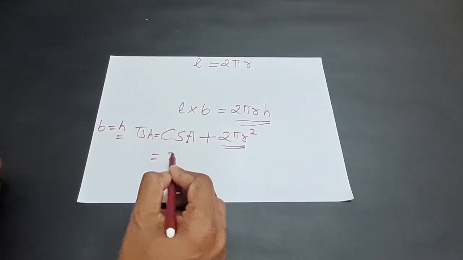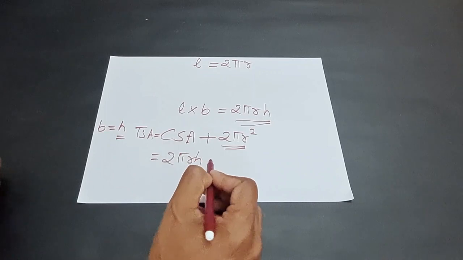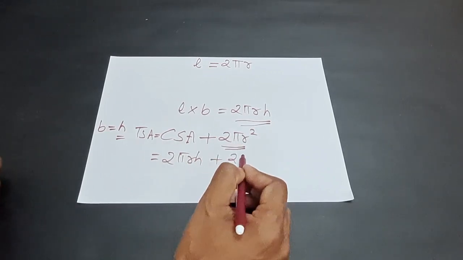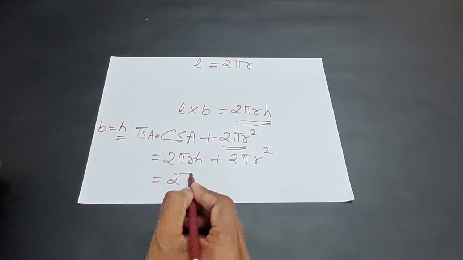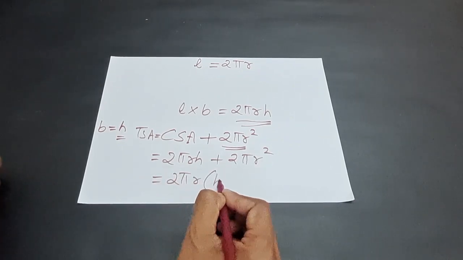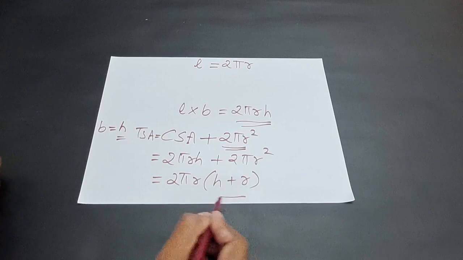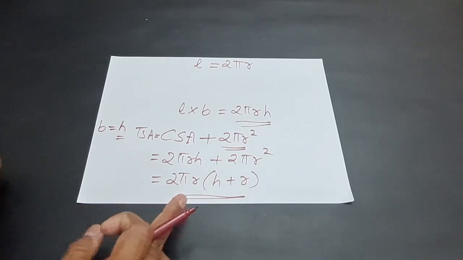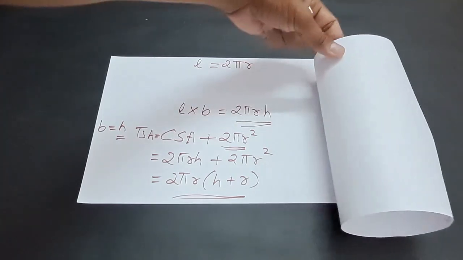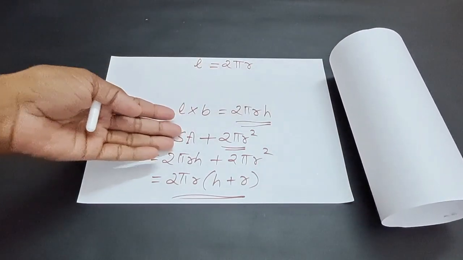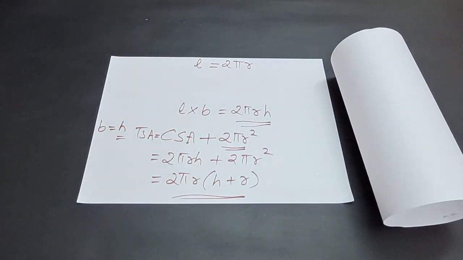So curved surface area was 2 pi r h, and we added two circles, that means 2 pi r square, to that. If you take 2 pi r as the common factor, you will have h plus r in the bracket, and that gives us the formula for total surface area of this cylinder, which was formed from a rectangular sheet of paper. And that completes our activity on finding the total surface area of a cylinder.